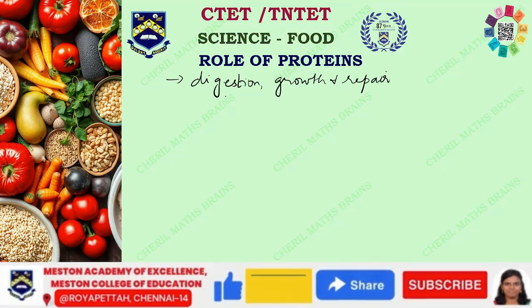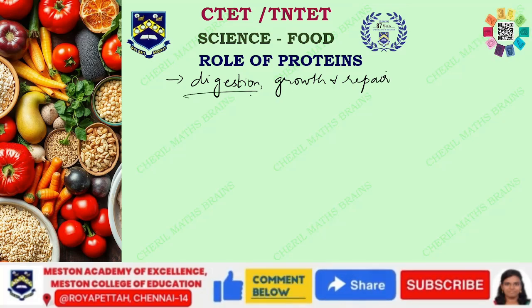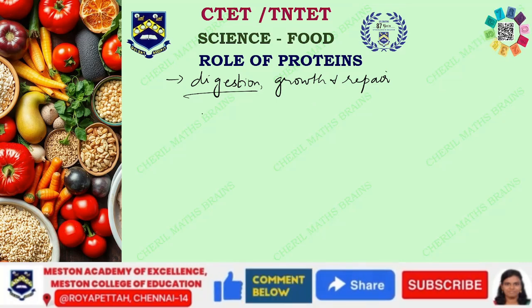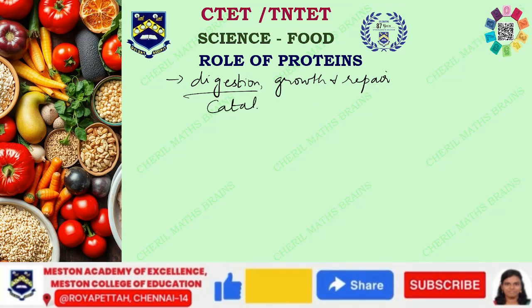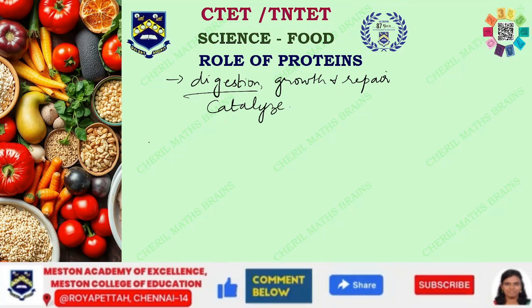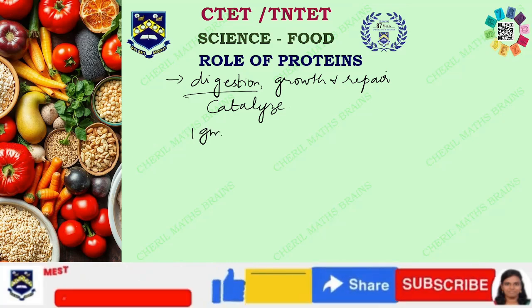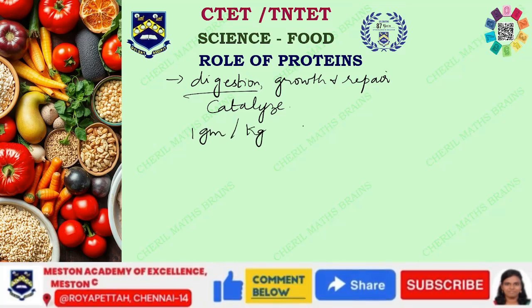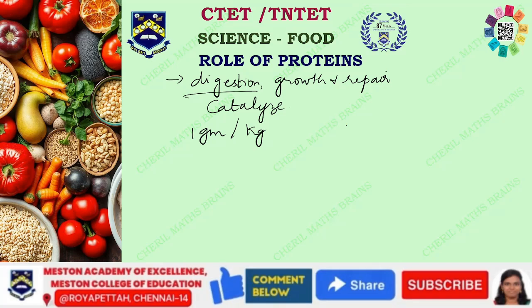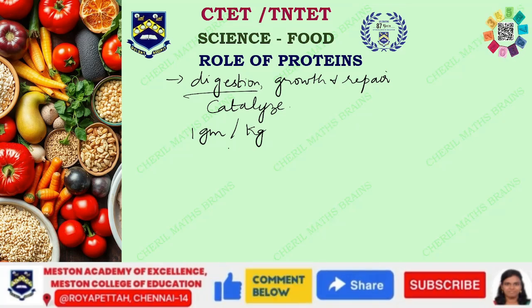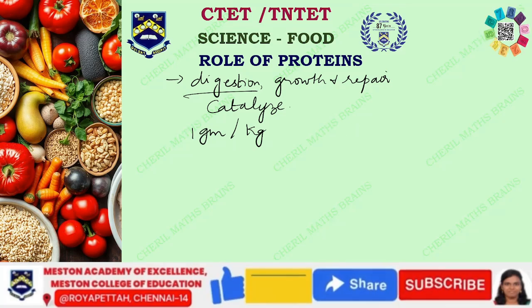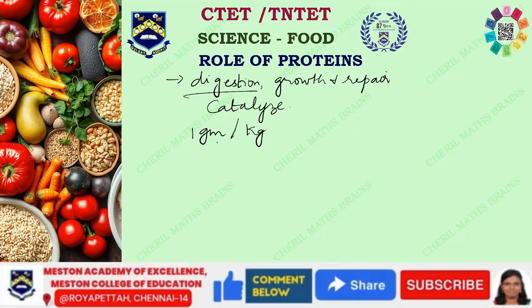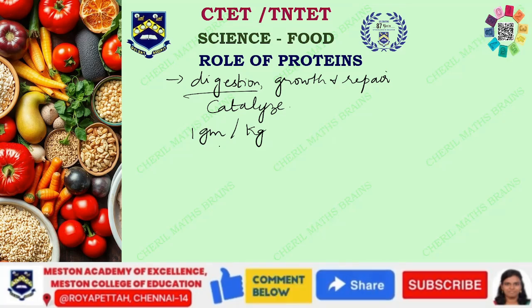Okay, so growth and repair, digestion, growth and repair. These are things, and proteins also catalyze certain chemical processes going on in our body. For an adult, you need 1 gram per kilogram of body weight. For example, if you weigh 50 kilograms, then you will have to have at least 50 grams of protein. For growing children and pregnant women, it is going to be even more. Those people need more than this.